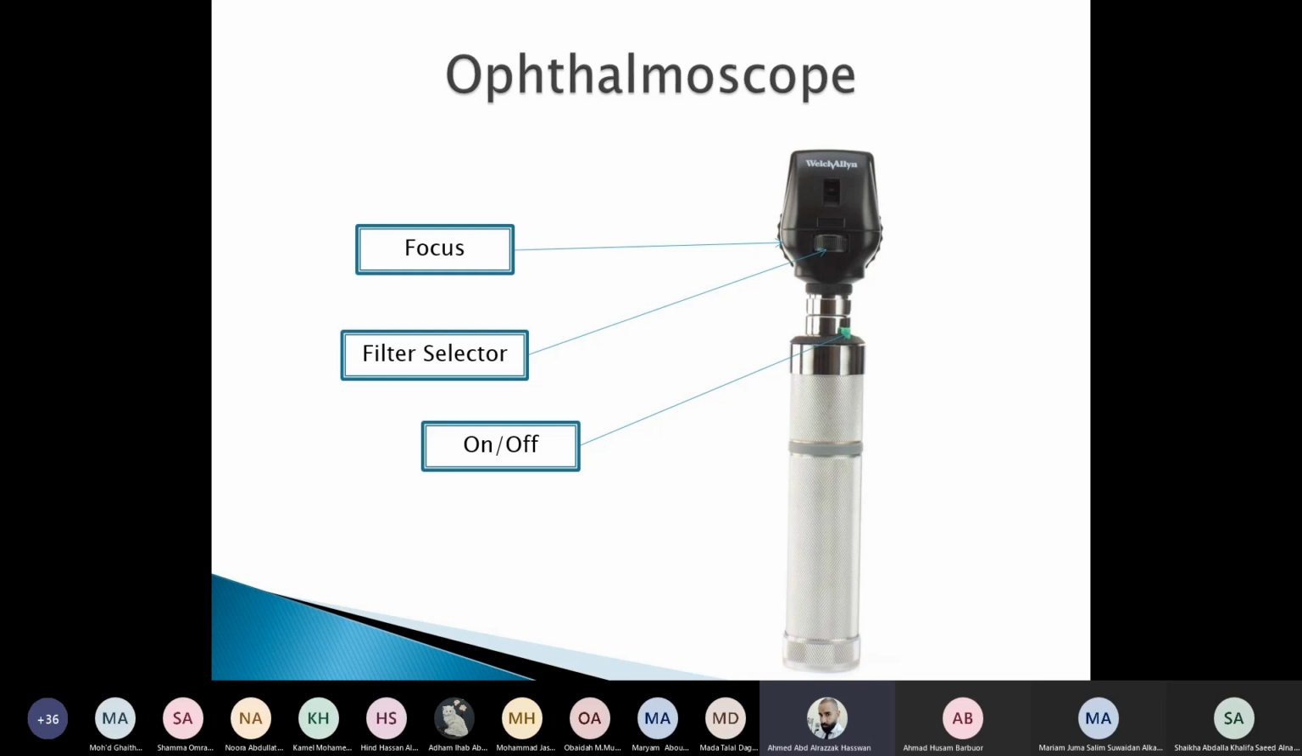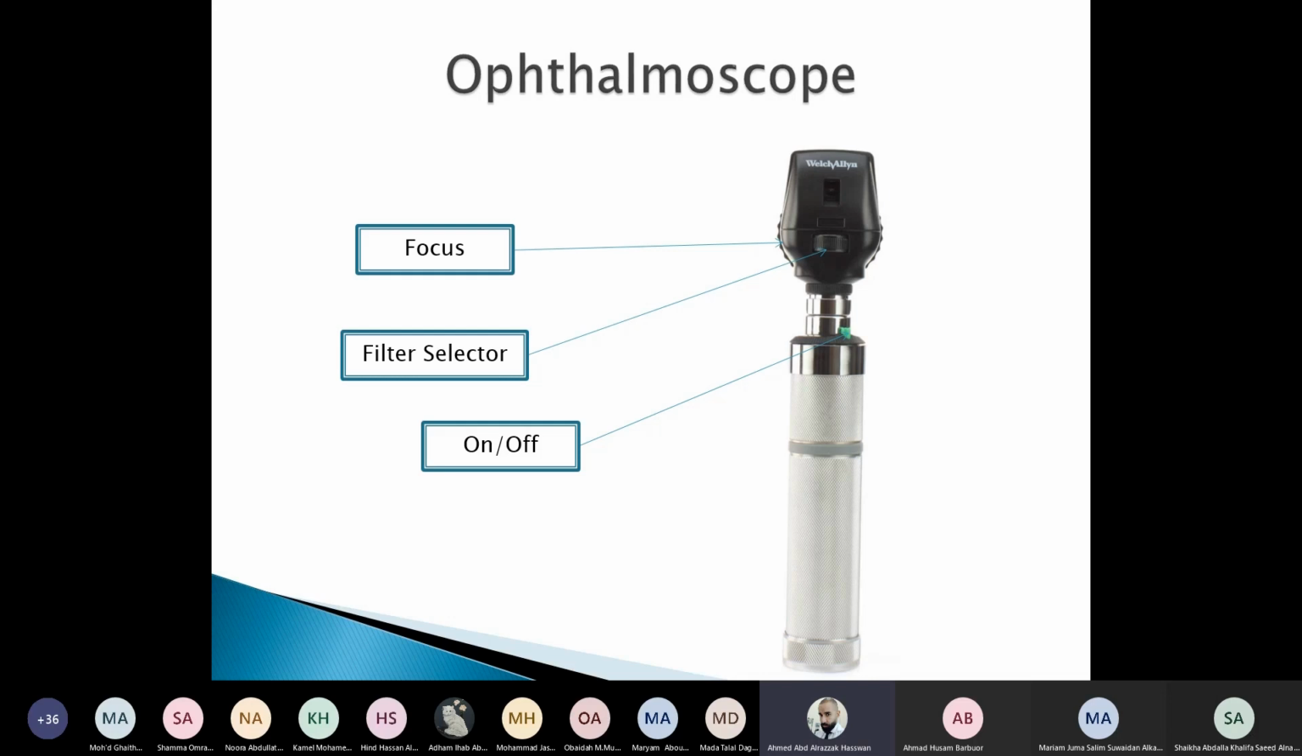Finally, we have something called the filter selector. It is in the middle, and it will show you different kinds of lights, like a large circle, a small circle, a middle circle, and the rest. We will be demonstrating this during the live demonstration, inshallah, in a few minutes. So this is our device.